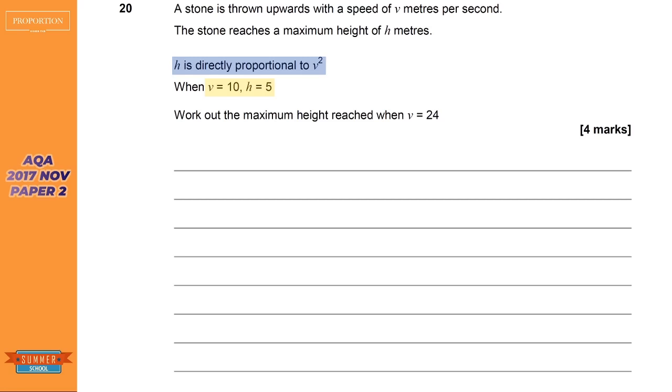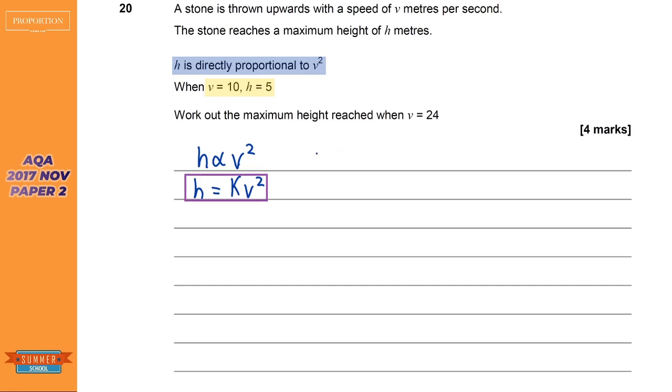So it says h is directly proportional to v squared. Okay, same as before. If we're going to put an equal sign in there, we just multiply the right hand side by k, so this time it will be kv squared. So that there is our formula, and all we need to do is work out what k is.